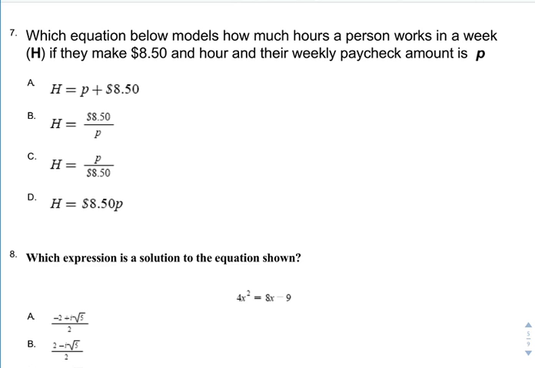All right, number 7 here says, which equation below models how much hours a person works in a week, H, if they make $8.50 an hour, and their weekly paycheck amount is P. Well, you know that this makes sense.